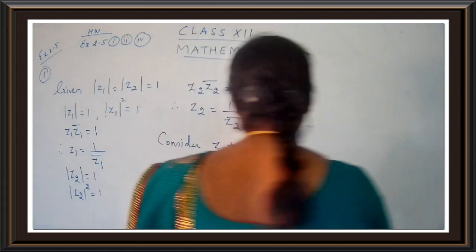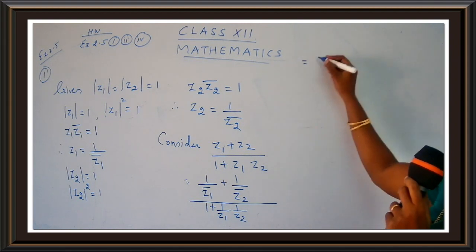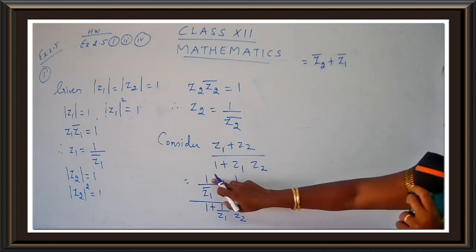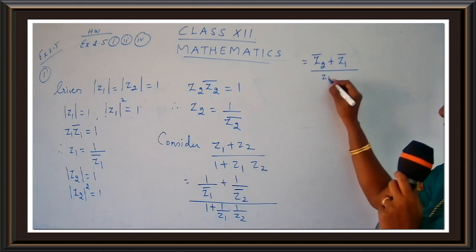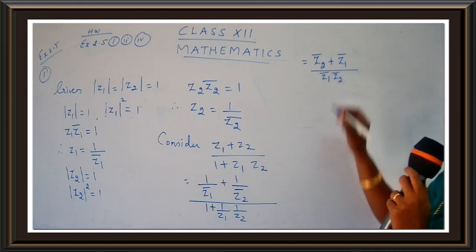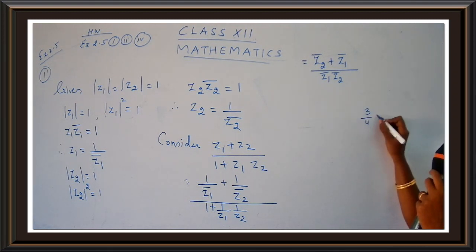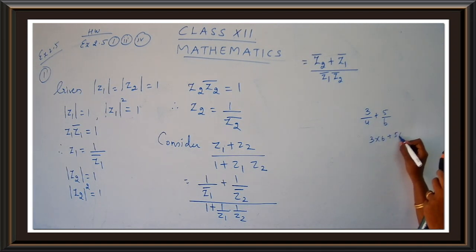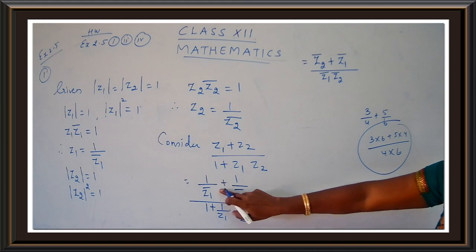So this is equal to Z2 bar plus Z1 bar, Z2 bar plus Z1 bar upon Z1 bar Z2 bar. Are you clear, children? When we multiply, let me just take a number example. 3 upon 4 plus 5 upon 6 means how do you write? 3 into 6 plus 5 into 4 upon 4 into 6. Yes, children? This is how we solve. Same manner, Z2 bar plus Z1 bar upon Z1 bar into Z2 bar. Okay, let's go for the denominator part.